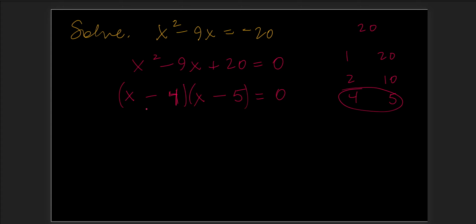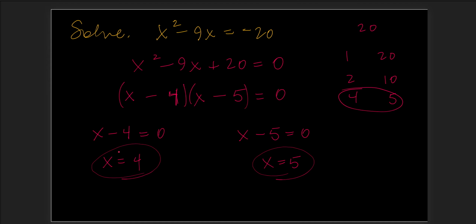And remember now what we do to solve for x, we take this one, set it equal to 0 separately, and then this one over here, set it equal to 0 separately, and solve each for x. So x equals 4 and x equals 5. So here's your two solutions right there.